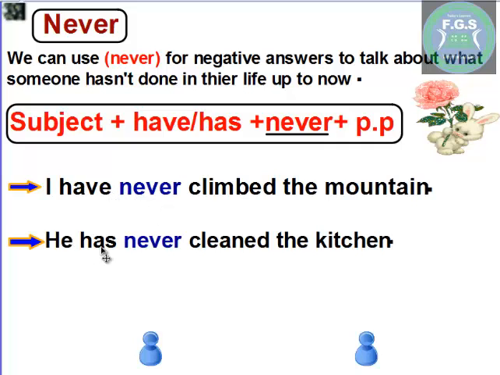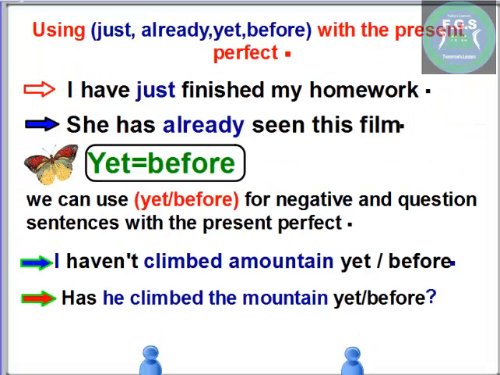He has never cleaned the kitchen. Okay, he has never cleaned the kitchen. We use never in negative answers to talk about what someone hasn't done in their life up to now. Okay.